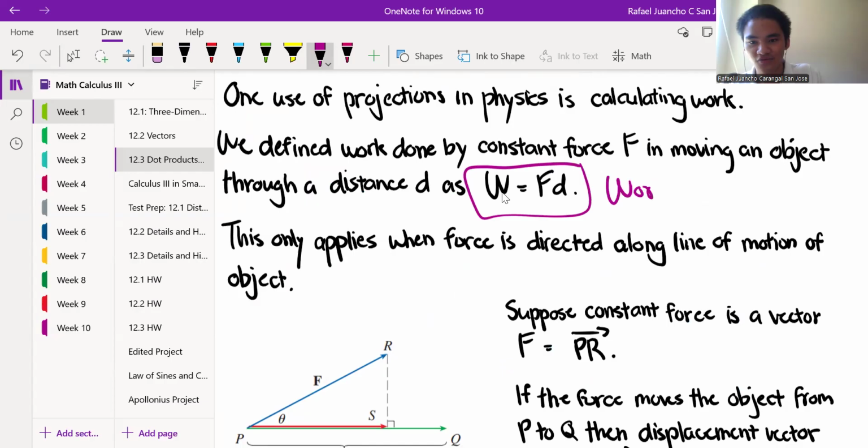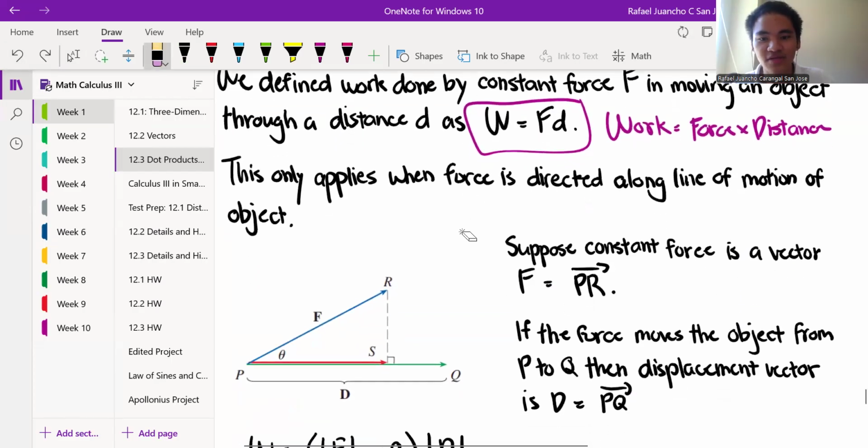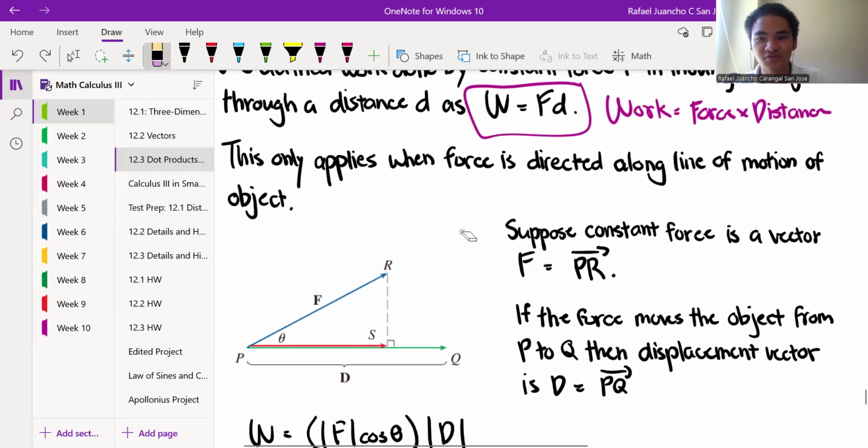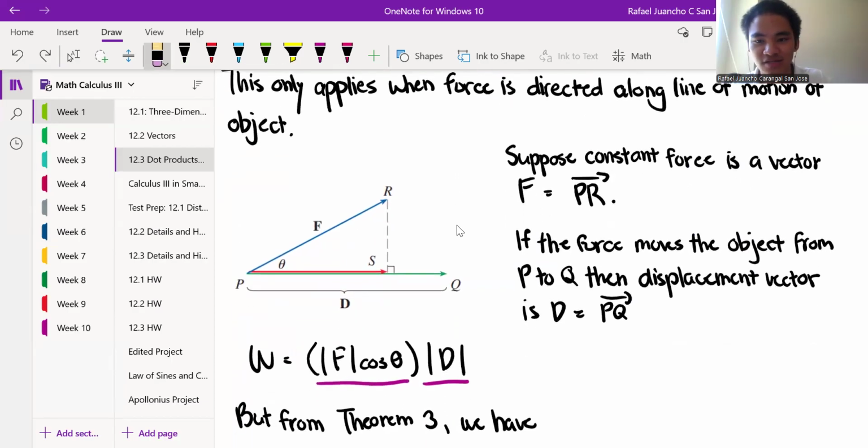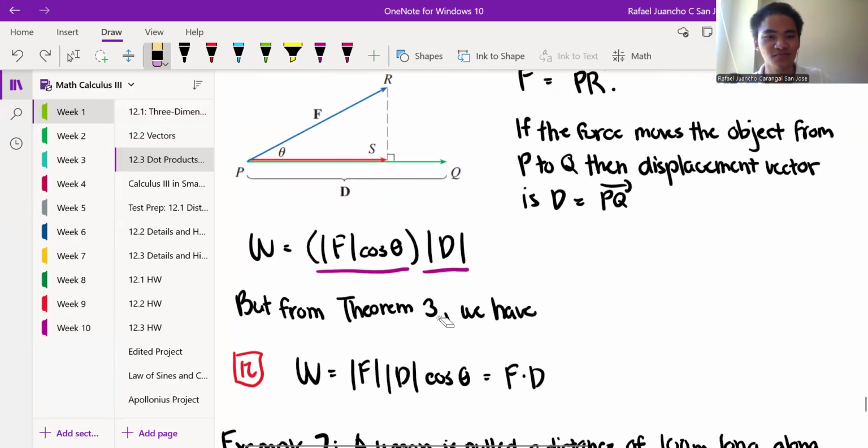This is work, which is equal to the force acted on the object times the distance that the object traveled. Oops, I shouldn't have deleted it. There we go. And again, this only applies when force is directed along the line of motion of the object. So they're kind of in the same positive direction right there. And here we suppose that the constant force is F if the force moves the object from P to Q, and that's the displacement right here.